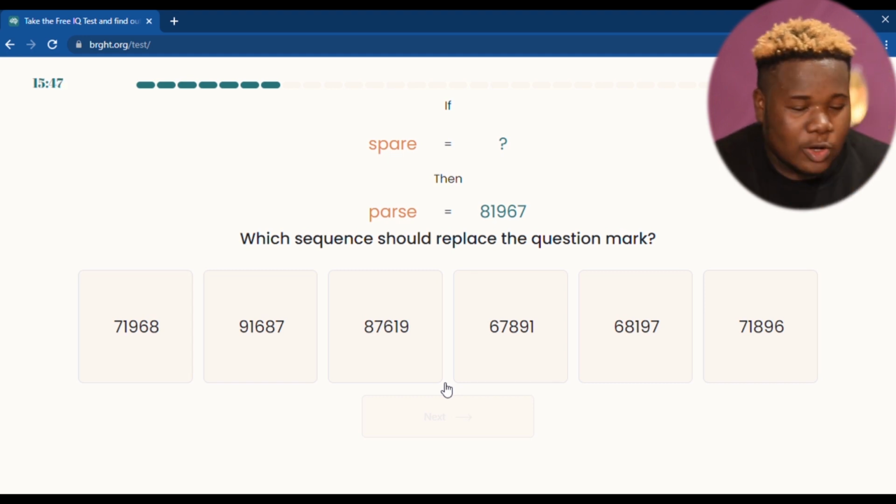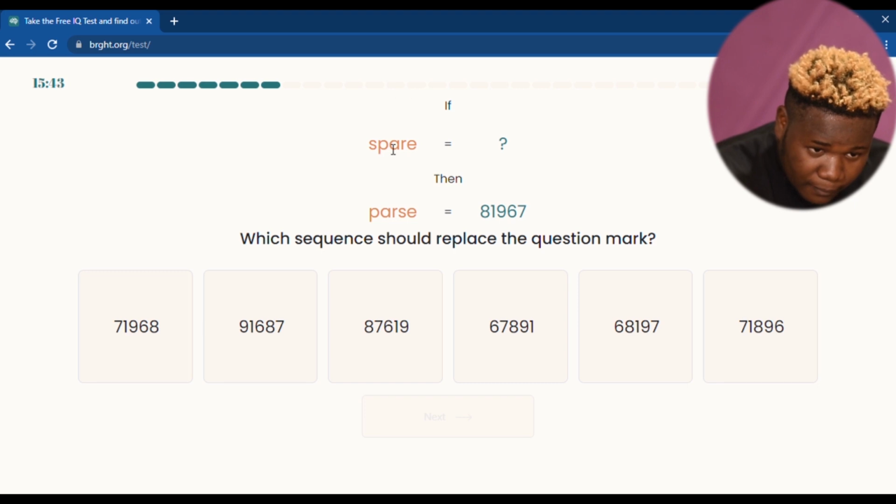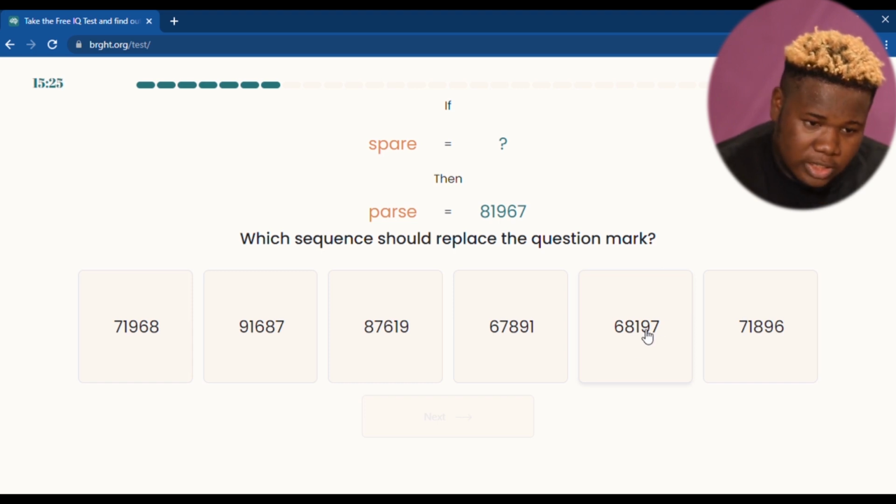If square is equal to this, pass. Okay, same thing. So P is middle here. Okay, S is 6. P is 8. That is 6, 8. A is 1, 6, 8, 1. Yeah, we have a 6, 8, 1 here. R is 9. Then E is 7. There we go.